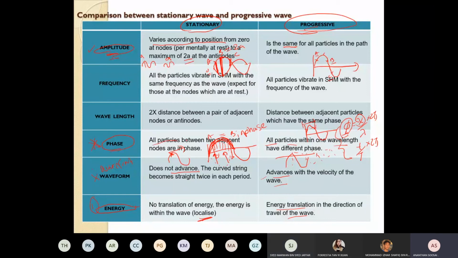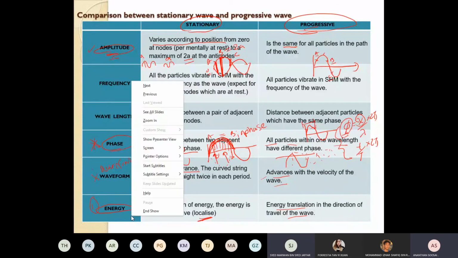So that has been recorded here. All particles between two adjacent nodes are in phase. All of them are in phase. They always move in the same direction. What is the phase difference between one particle in the first loop and one particle from the second loop? Anyone?